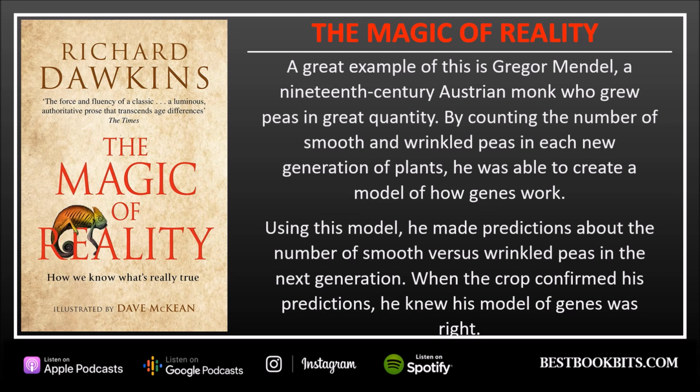A great example of this is Gregor Mendel, a 19th century Austrian monk who grew peas in great quantity. By counting the number of smooth and wrinkled peas in each new generation of plants, he was able to create a model of how genes work. Using this model, he made predictions about the number of smooth versus wrinkled peas in the next generation. When the crop confirmed his predictions, he knew his model of genes was right.